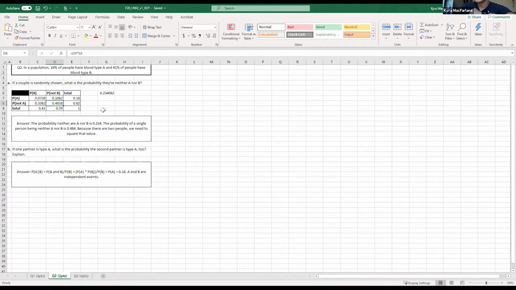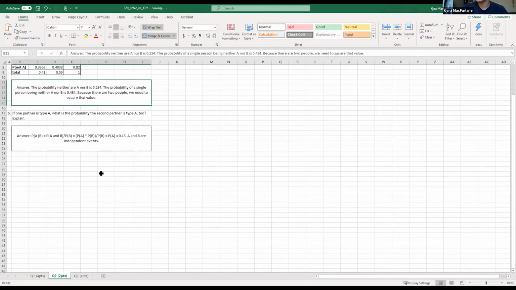And that's because, oh, a couple, that's why. So it's this value squared because we're considering 2 people, right? So it's the probability of one person being neither A nor B, or blood type O would be another way to say that, times the probability of a second person also being type O. So we get this probability of not A and not B times itself, so squared. So the probability of a single person being neither A nor B is what I just went over.